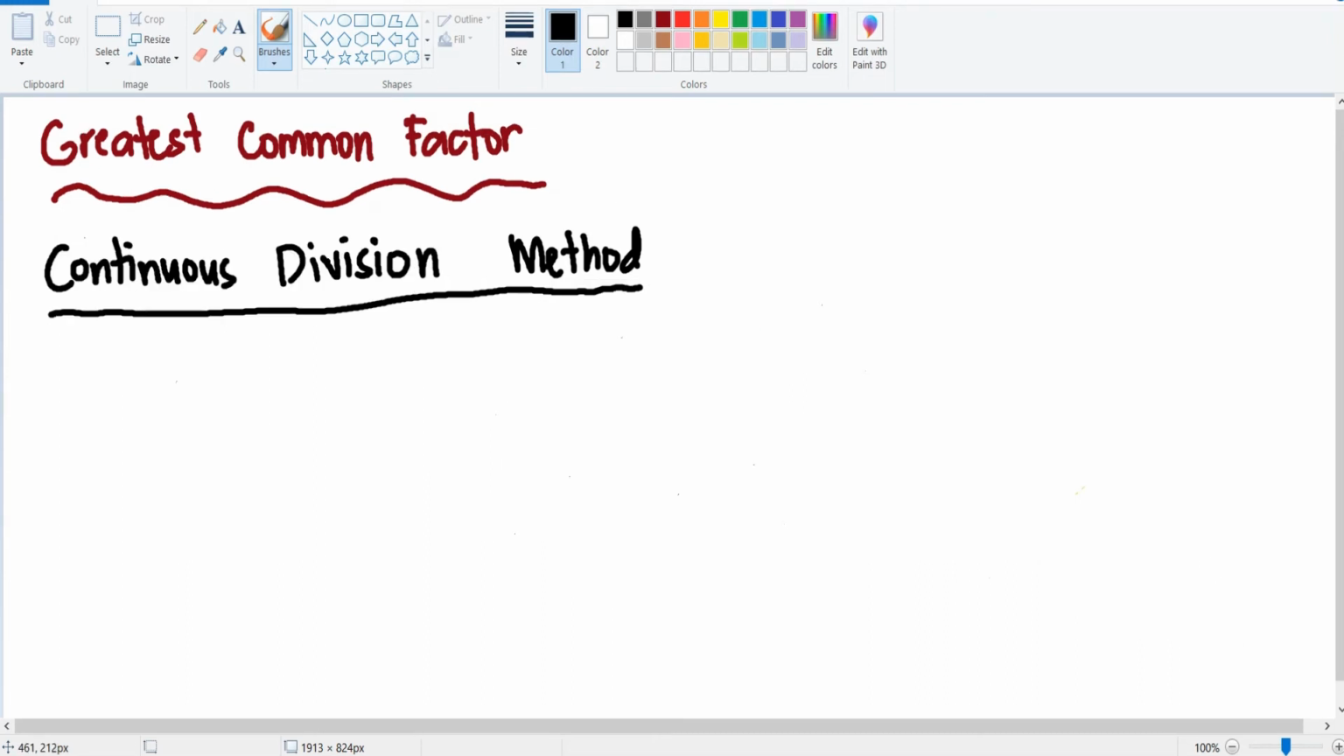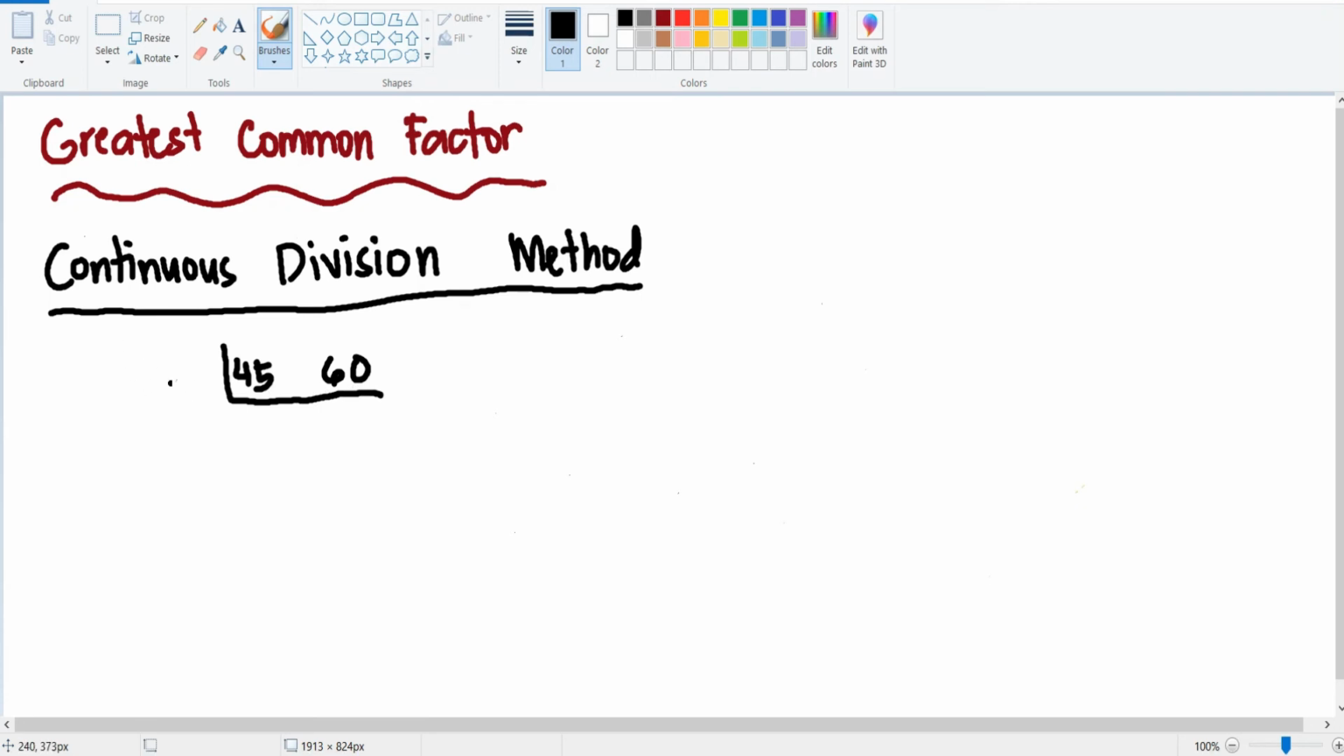At this time, let us go with continuous division method. From the word itself, division, therefore, we will use the operation division. We will divide numbers but in a different way. Although continuous division method is somehow related to long division method. So, for example, we have 45 and 60.